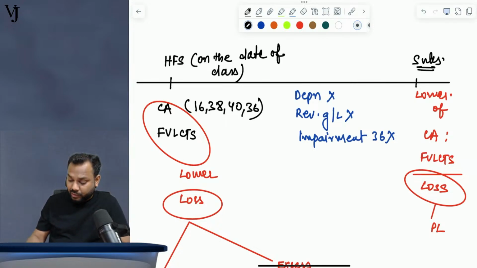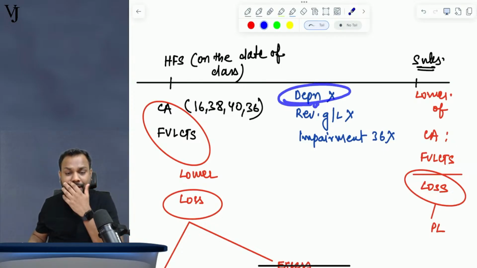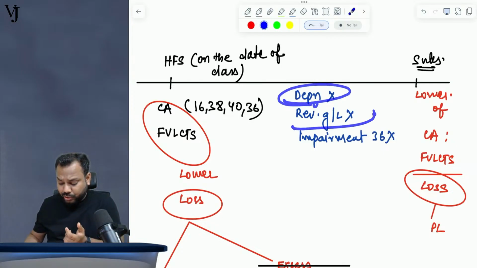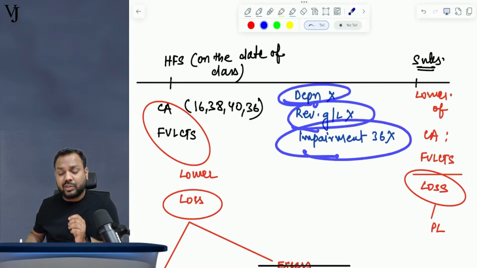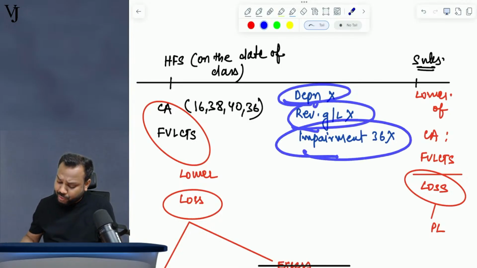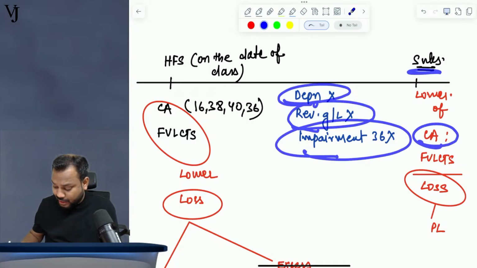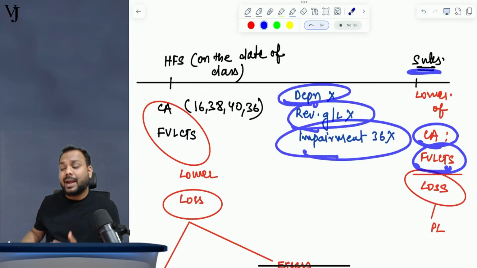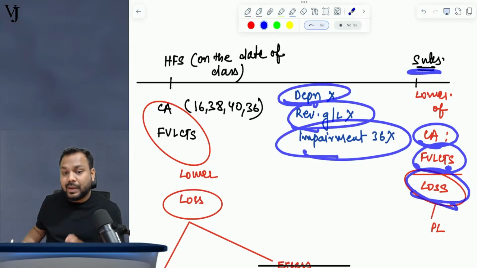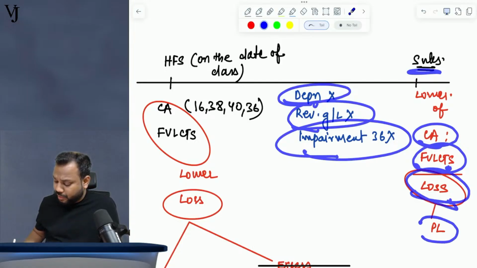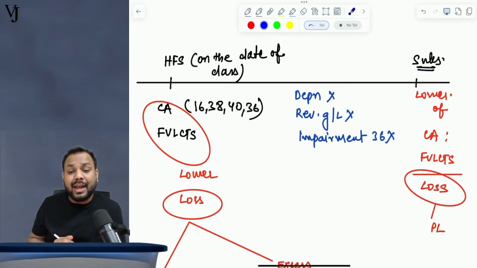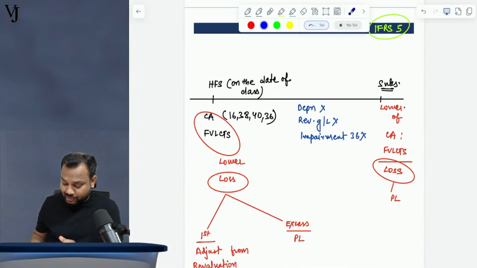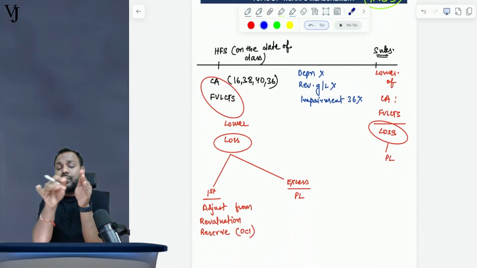Subsequently, what happens? We do not depreciate the asset as per IAS 16, 38 or 40. We do not do the revaluation of the asset as per IAS 16, 38 or 40. We do not impair the asset as per IAS 36. Subsequently, we record the asset at the lower of carrying amount or fair value less cost to sell. And any loss that comes up will be recognized in P and L only.